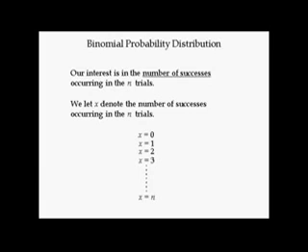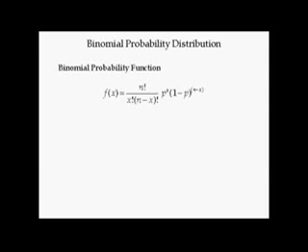X can take on n plus 1 values: 0, 1, 2, 3, and so on, out to 20. In our example, n is equal to 20. Hence, the binomial probability distribution is associated with discrete random variables with a finite number of values. The binomial probability distribution function is given by the following equation.